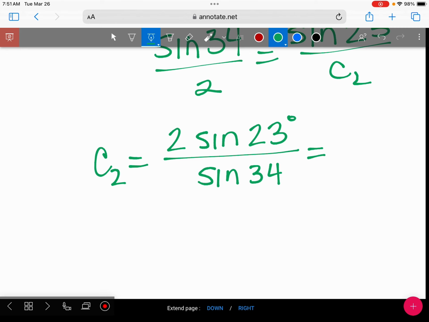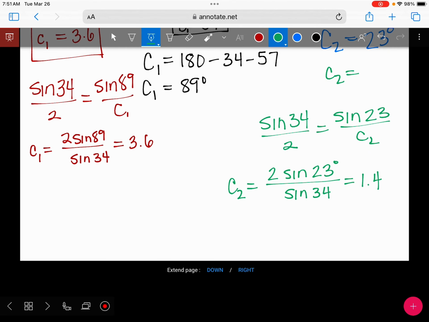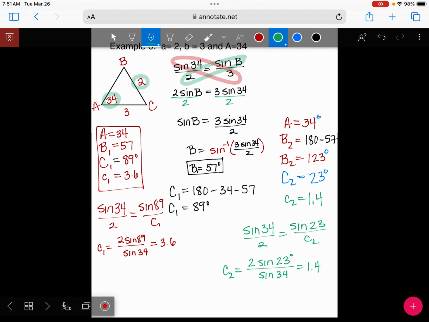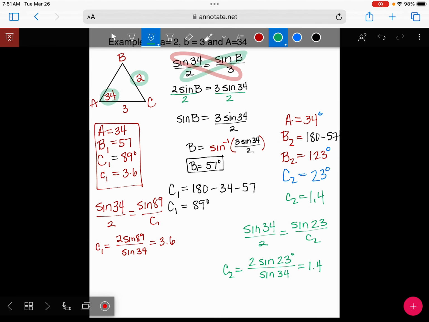I got 1.4. Yeah. Okay. So how many triangles did we have in this scenario? We had 2 triangles. And we solved them both. So this will be triangle 1 information. So this is triangle 1. And this is triangle 2. So we did an example where we had no triangle. And then we also did an example where there were 2 triangles. And we had to solve them both. Okay, we're going to end there.